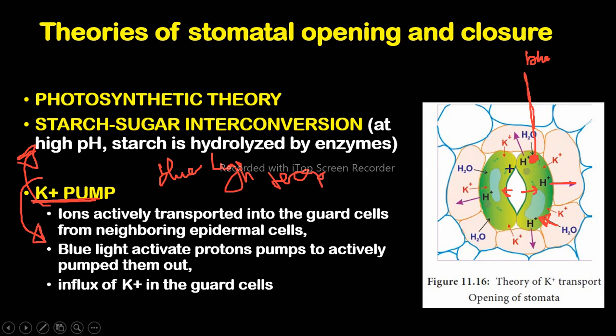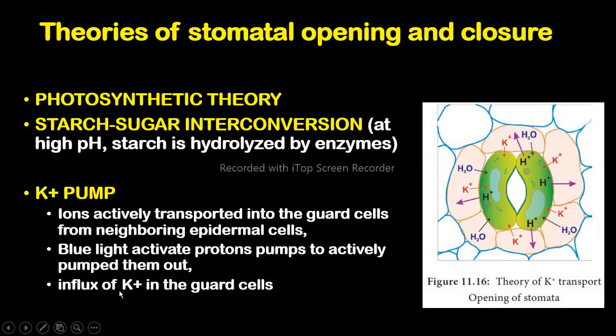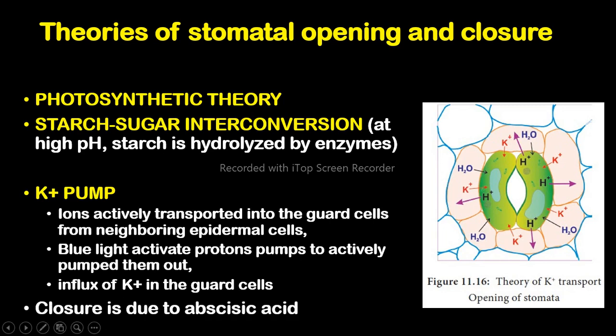Now, closure of this stoma is under the influence of abscisic acid. This is a plant hormone. You remember when we studied plant hormones. It is the one which induces the closure of this stoma by activating reversal reactions.